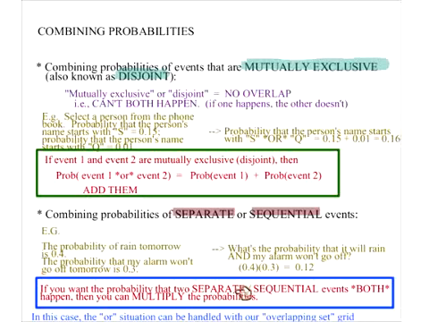Okay, but does everybody at least get these two basic principles? If you have separate events and you want the probability that both of them will happen, you multiply. If you have mutually exclusive events and you want the probability that either one of them happens, then you add. Smiley face if these things make sense, and we'll look at a problem. Smiley face if this makes sense.